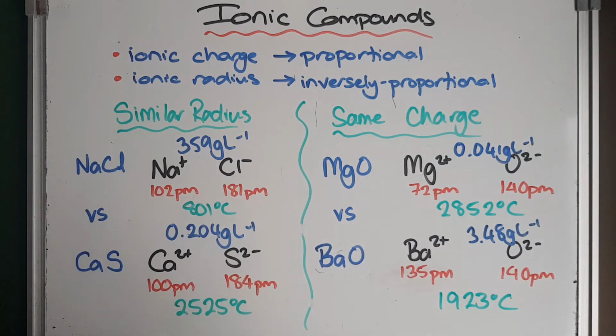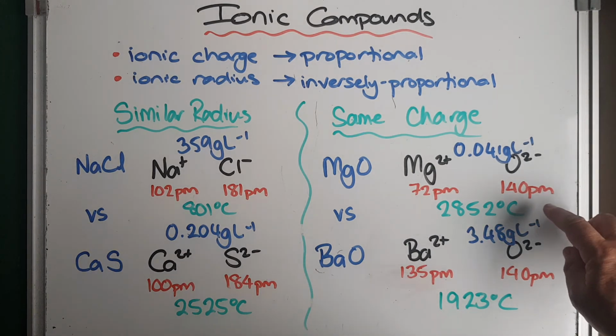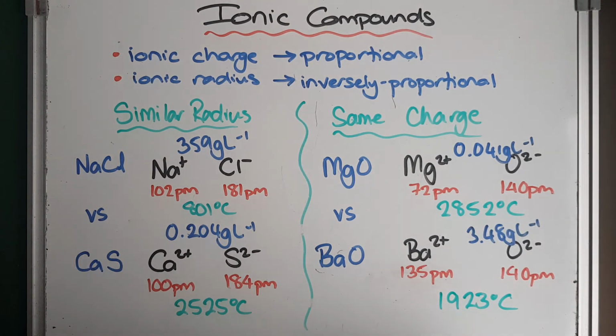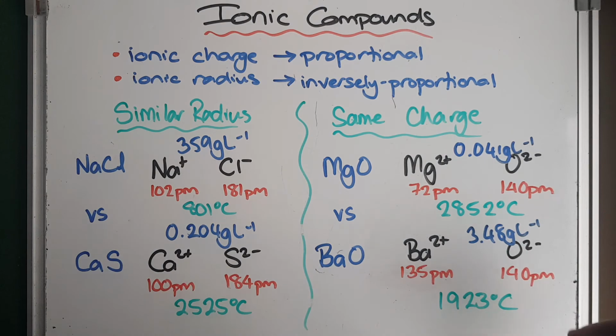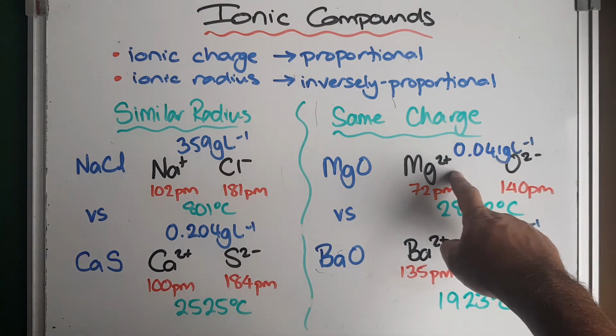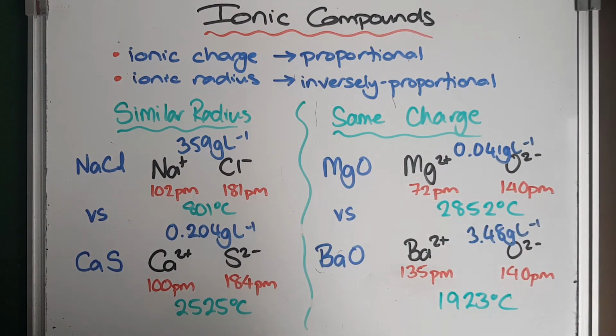This is supported when we look at the melting points. Magnesium oxide, 2,852 degrees Celsius, so nearly 3,000 degrees. And barium oxide's 1,923 degrees Celsius is just under 1,000 degrees lower. So there's a big difference in melting points. Again, this suggests that the ionic bonding in magnesium oxide is stronger than the ionic bonding in barium oxide.